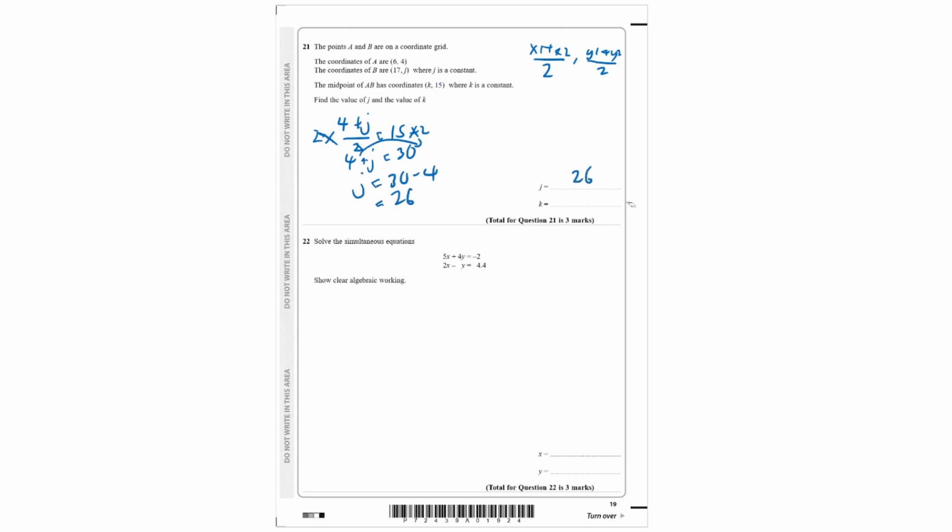Again, we can do the same thing for the x coordinate. So we have (6 plus 17) divided by 2 is equal to K. We can just calculate this and find out that 6 plus 17 is 23, divided by 2 is equal to K. And 23 divided by 2 is 11.5. So K is equal to 11.5.